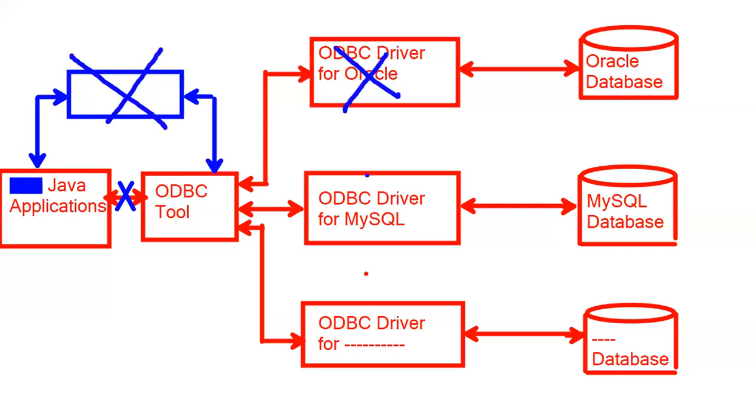That is the reason this translator became outdated. New types of drivers were introduced in the market. Then Java people stopped using ODBC, because translation takes time. On the internet, people don't wait even 1 second. But translation and all those things will take time, and that site may become outdated. That is the reason, instead of using the translator, they developed new drivers.